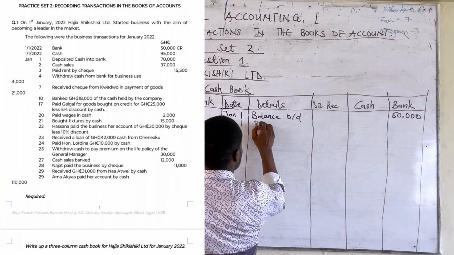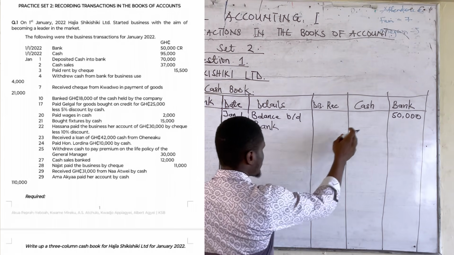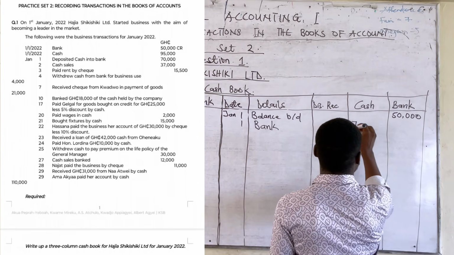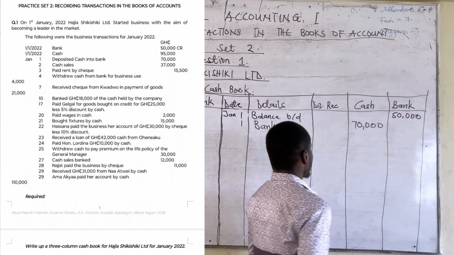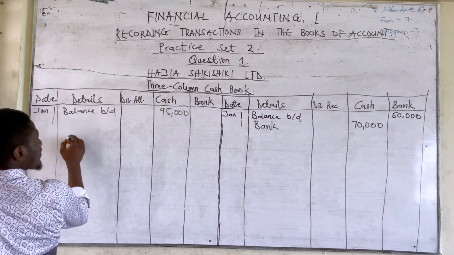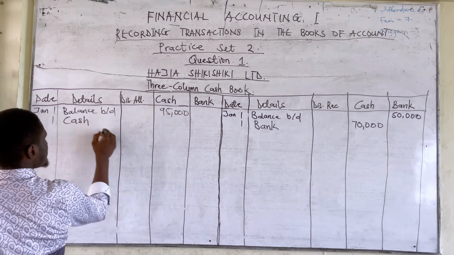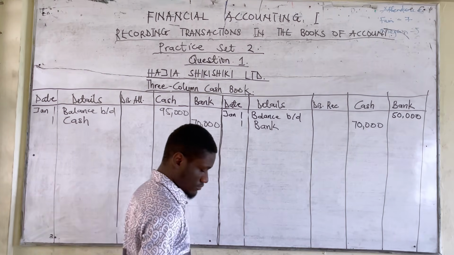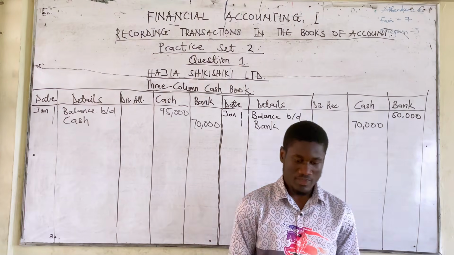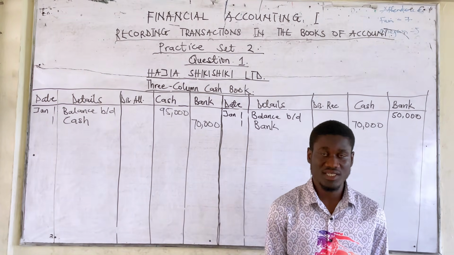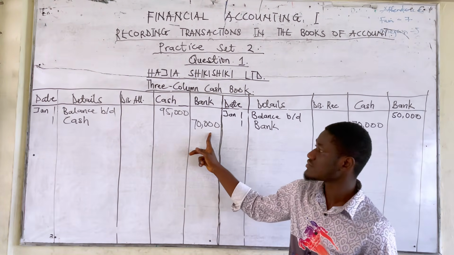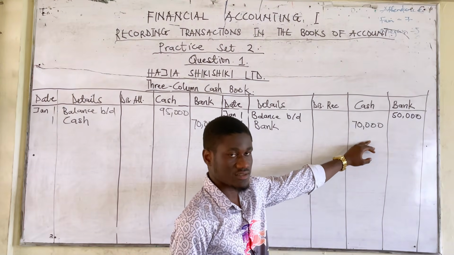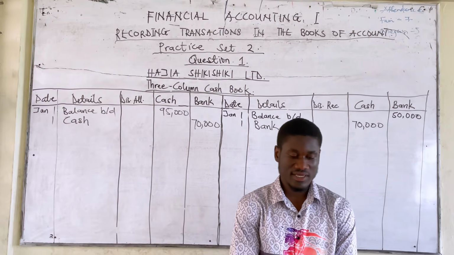So when we come here, in the name of bank, we are going to record in the cash column 70,000. Good. Then we'll come here to cash, 70,000. Good. Because bank has increased. Increase in assets, debit. Cash has decreased. Decrease in assets, credit. Do you get it? So we move to the second bit.